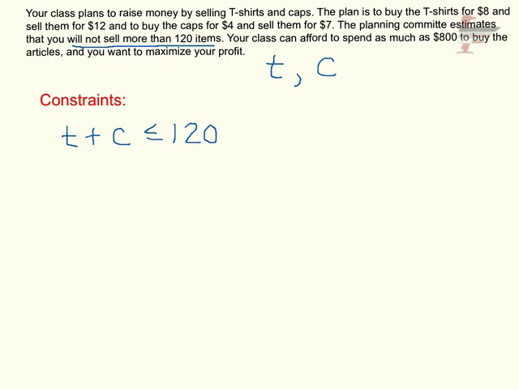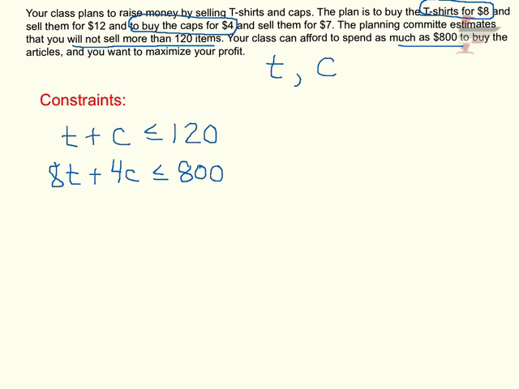Your class can afford to spend as much as $800 to buy the articles. So money, and I know that I can buy t-shirts for $8, and I can buy caps for $4. Okay, this has nothing to do with profit, right? And I can only spend as much as $800. So $8 per t-shirt plus $4 per cap has to be less than or equal to $800 because I can't exceed that amount of money.